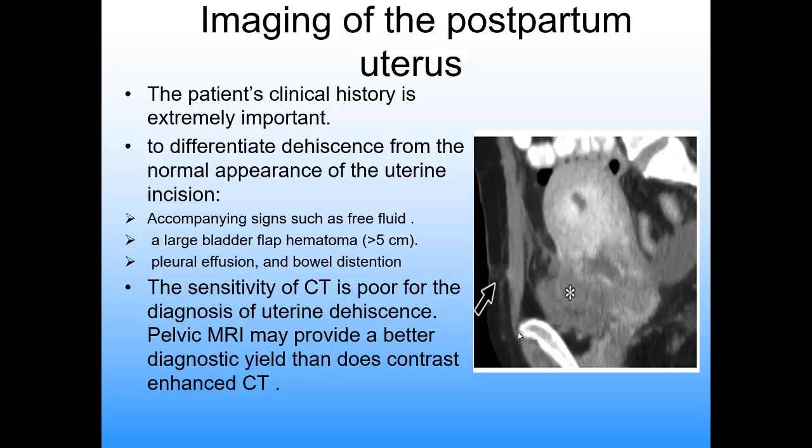Imaging of the postpartum uterus. The patient's clinical history is extremely important to differentiate dehiscence from the normal appearance of the uterine incision. You must know the normal. What is the normal that we have to see? Accompanying signs such as free fluid, large bladder flap hematoma more than 5 centimeters, presence of pleural effusion, bowel distension, most likely ileus. The sensitivity of CT is poor for diagnosis of uterine dehiscence. So in such cases, we need to ask for pelvic MRI, which can provide better diagnostic yield than does contrast-enhanced CT.